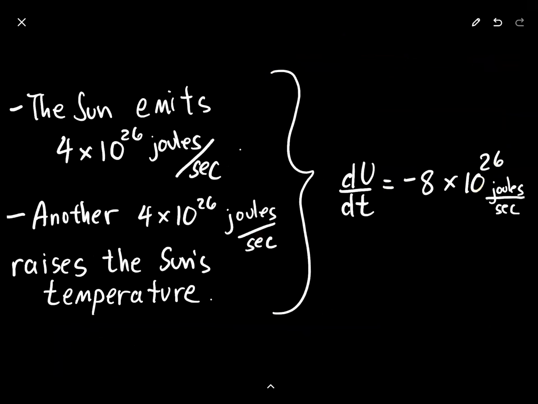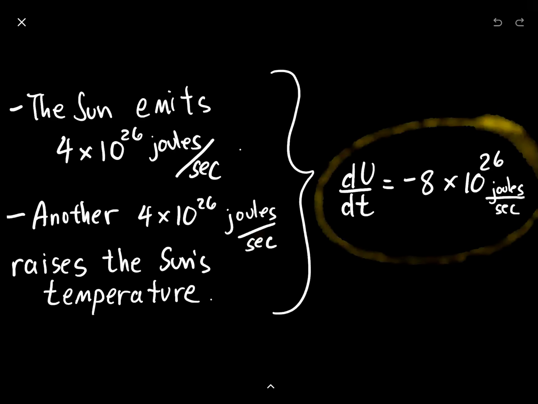releasing energy. The Sun emits 4 times 10 to the 26 joules per second, and another 4 times 10 to the 26 joules per second goes into raising the Sun's temperature. So combined, dU dt is equal to minus 8 times 10 to the 26 joules per second. So the question was, how fast does the radius of the Sun r need to decrease in order to release 8 times 10 to the 26 joules per second?